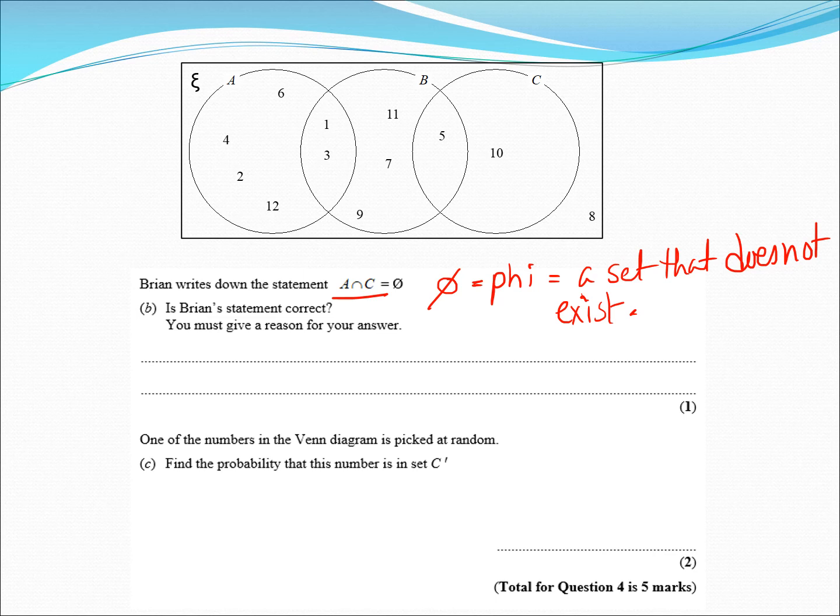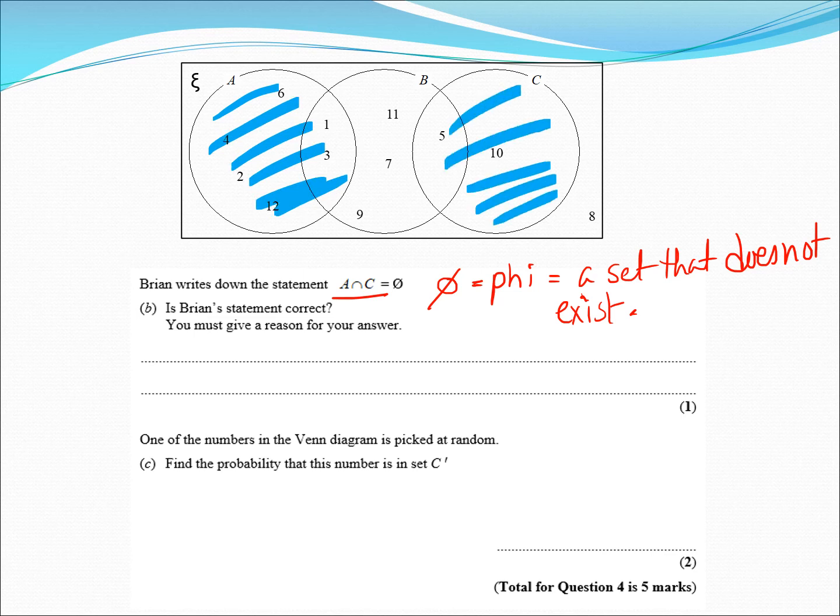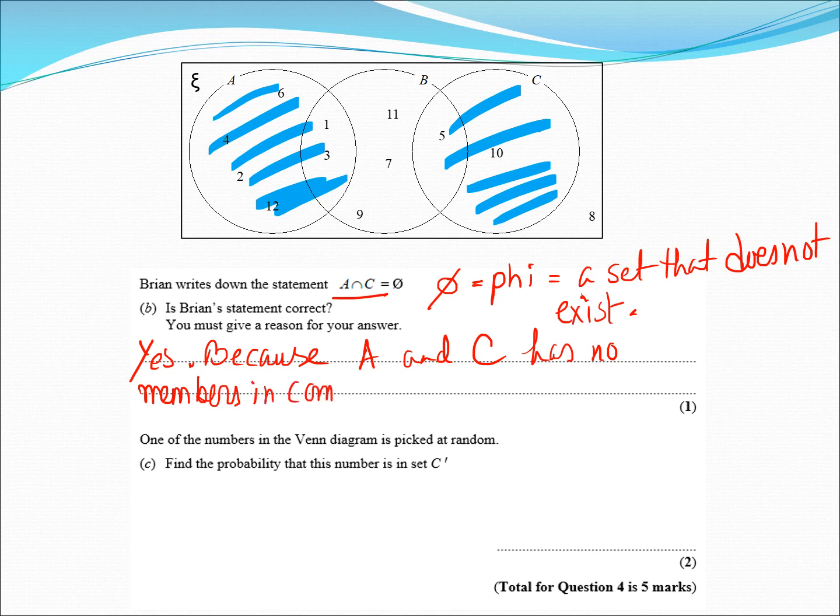Now you can clearly see here that A is this set over here and C is this set over here. They are nowhere near each other. They are not intersecting. That means A intersection C does not exist. So is Brian correct? Yes, Brian is correct because set A and set C have no members in common.